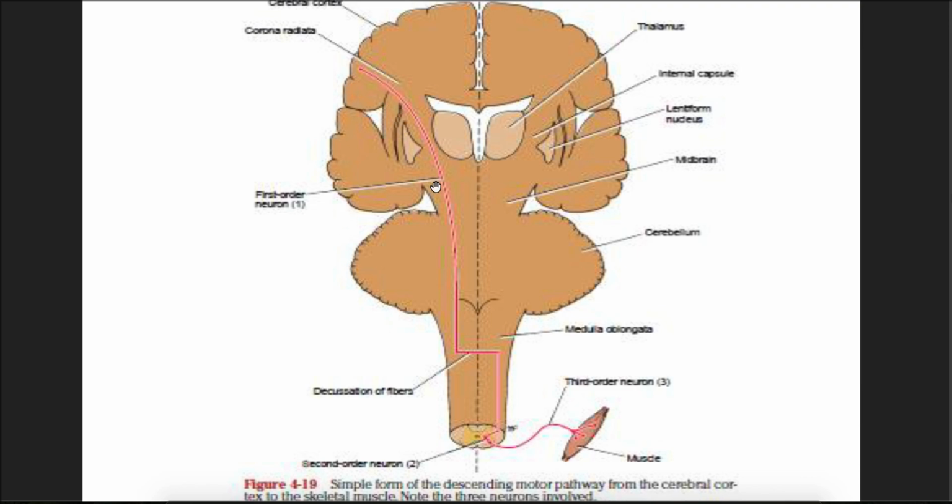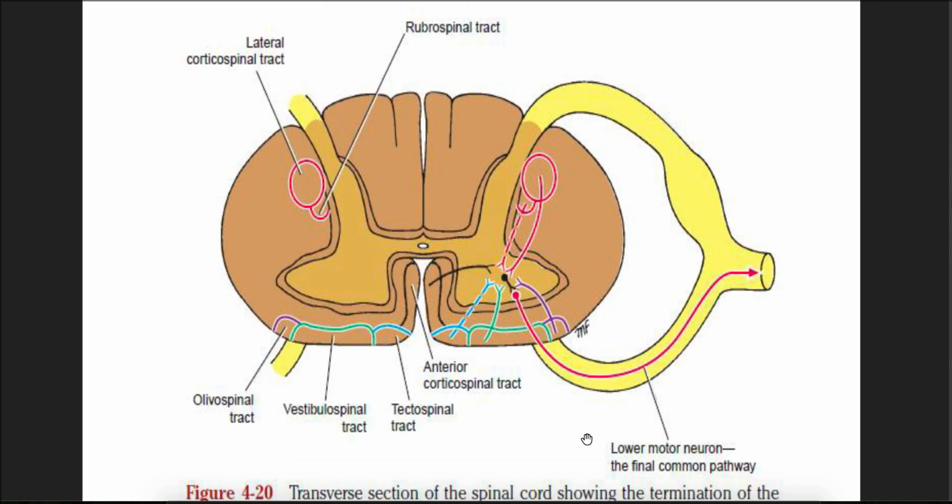One coming from the higher center, two crossing to the opposite side and going to the spinal cord, three emerging from the spinal cord to go to the muscle. Now, descending tracts are concerned with motor activity.